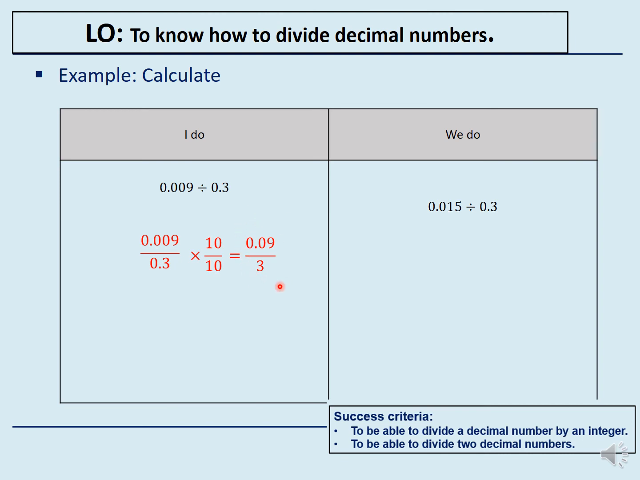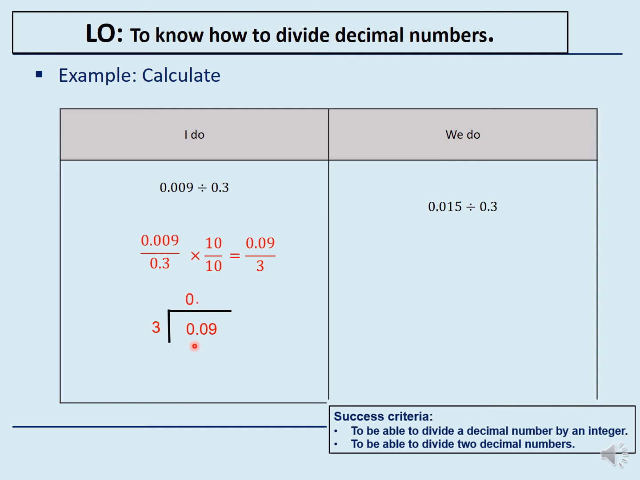Now, I can't leave my answer like that. I need to do that division. So remember, if we had 0.09 divided by 3, what did we used to do? We used the bus stop method. So I have 0.09 divided by 3. Now I know what to do. How many times does 3 go into 0? 0.